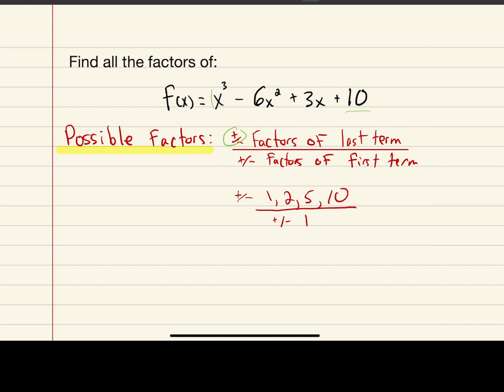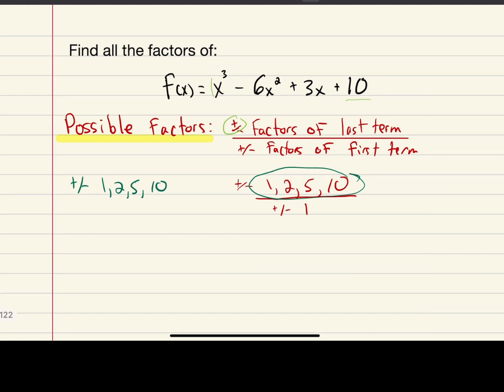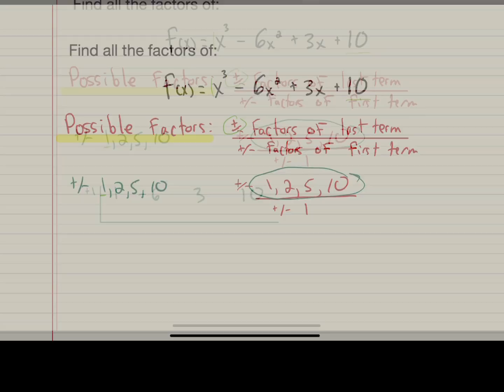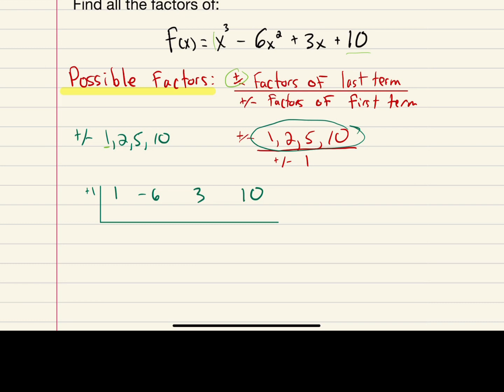And so what that means is that we're going to essentially test for all of these factors, which is all of these here at the top divided by 1. So it's just really plus or minus 1, 2, 5, and 10. So with that in mind, we're going to set up our synthetic division, and we will start with, let's say, the first one here, number 1. So let's say I decide to pick plus 1 to start off with. It really doesn't matter which one of these I start off with, but I'm just picking plus 1.